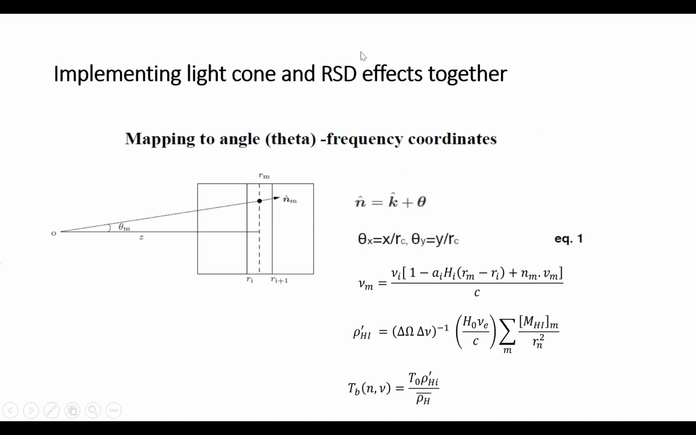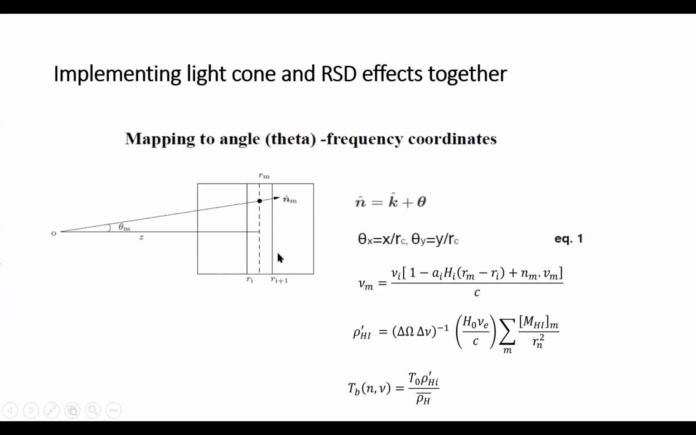Fine. So now, how do you implement light cone and redshift space distortion together? At the end of the simulation, you have particle distributions, that means the locations of your particles x, y, z. Also, you have velocity information, and you have comoving boxes at different redshifts. So first, you create light cone boxes the way I have explained to you earlier.